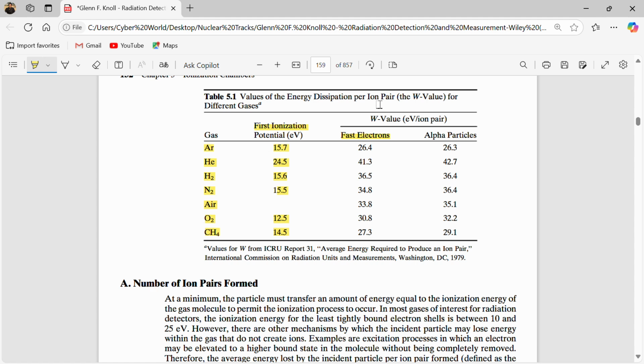But for fast electrons you can see the value is changed. These are constant values, also called the W values, and the unit of the W value is electron volt per ion pair, because ions have to be produced. One is the fast electron, which is negative, and one is the hole, the positive ion produced, because an ion pair is produced. The combination of the pair formed is known as the W value. So these are the W values as far as we are concerned.